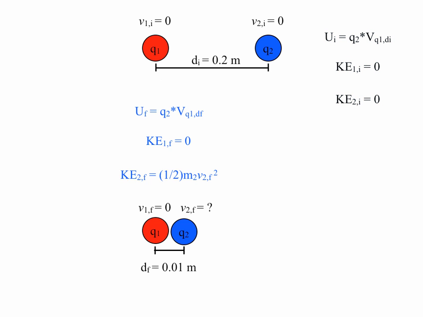At the end of the problem, there is a different potential energy. It's still Q2 times the voltage due to Q1, but now it's that voltage at the new separation d_f. Q1 is still at rest, so Q1 has no kinetic energy, and Q2 has a kinetic energy that will depend on the speed, which we are trying to figure out.